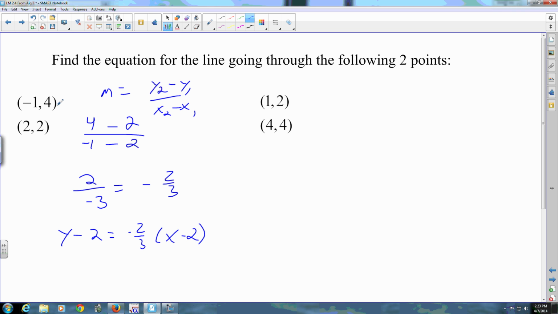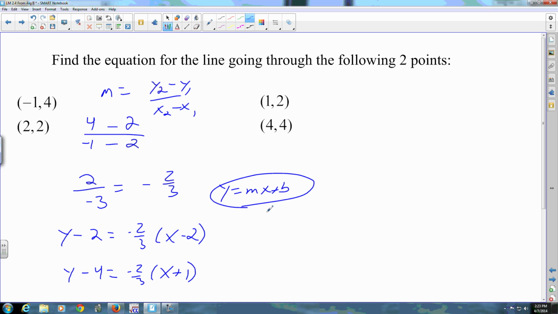Or, if you're really partial to this point instead, this is totally fine. y minus 4 is equal to negative 2/3 x plus 1. They are exactly the same equation. If you were to multiply these in and write it in slope-intercept form, you would get exactly the same equation. If I multiply this in and then bring those numbers over, you'll get exactly the same. It doesn't matter. Okay, so I'm hoping you guys don't need me to do a second one.